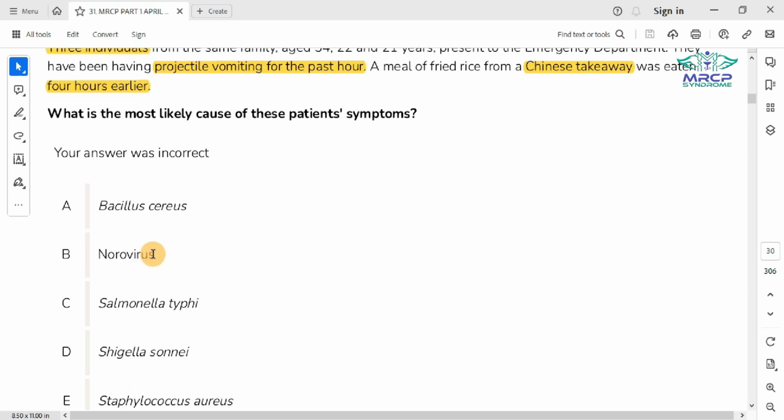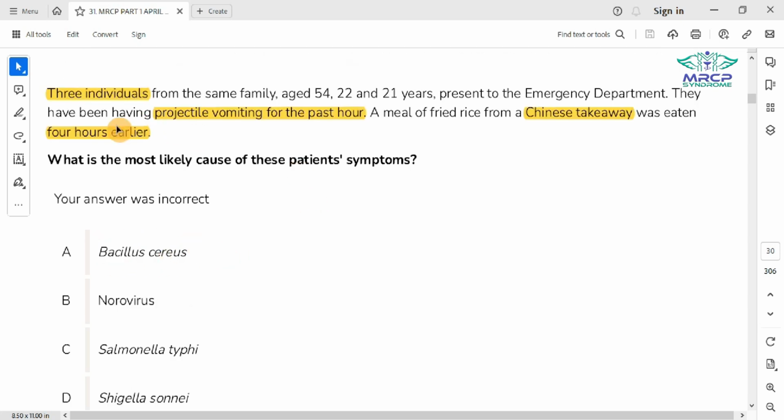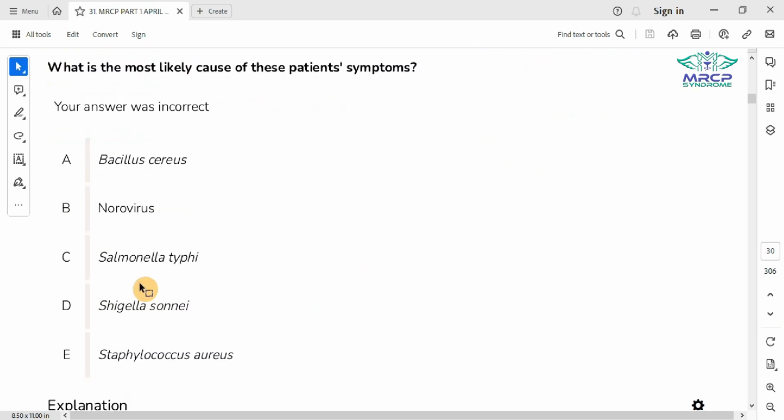Norovirus is the commonest cause of gastroenteritis, and the patient will come up with projectile vomiting, explosive diarrhea, and it will come up in an epidemic form. But here, since there is a very short incubation period, we are going for Bacillus cereus instead of norovirus. Norovirus usually occurs in a closed environment like a cruise ship or a closed building, and Bacillus cereus is related to the Chinese takeaway due to the reheated fried rice.